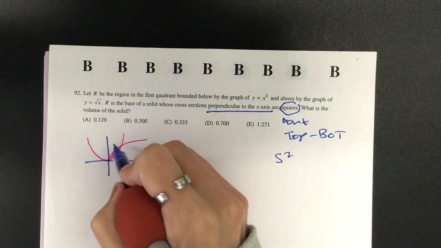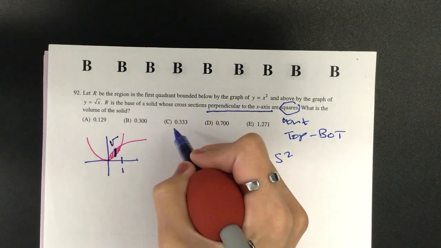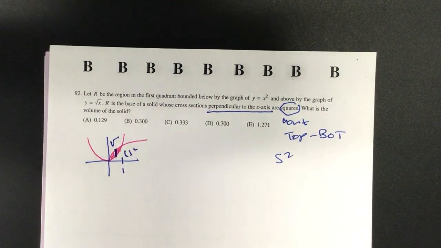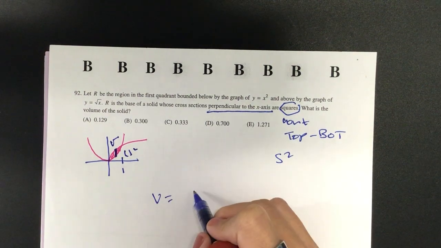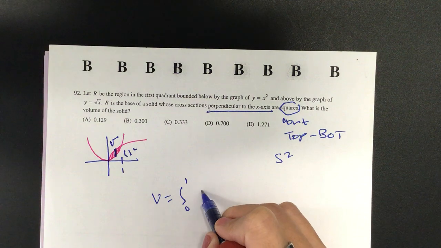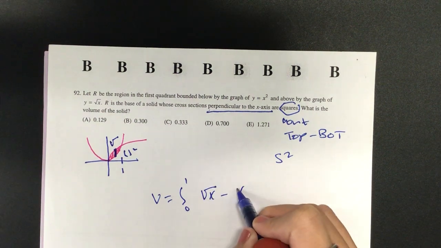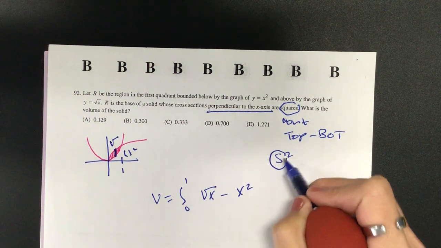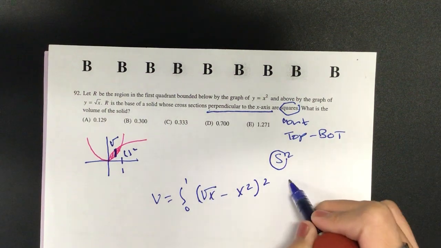So we have, let's make our vertical right there. It's top minus the bottom. The top was a square root function. The bottom was a square function. So here I have our volume is equal to the integral from 0 to 1. My top function is square root of x minus x squared, and it says all squared, wrap it up, dx.